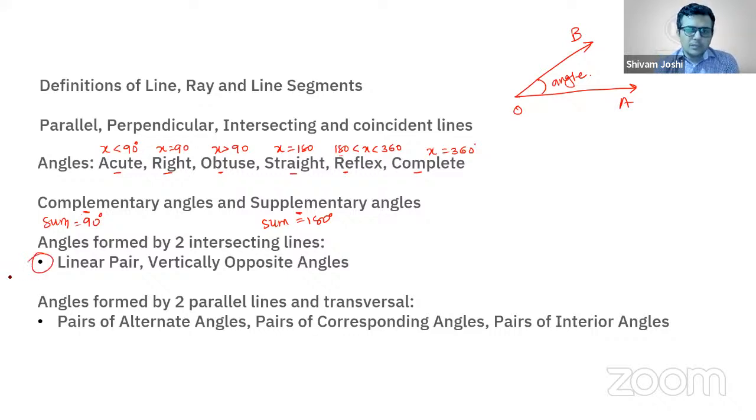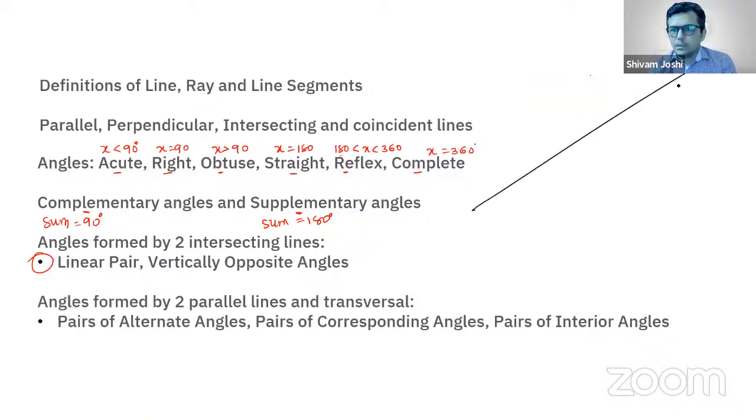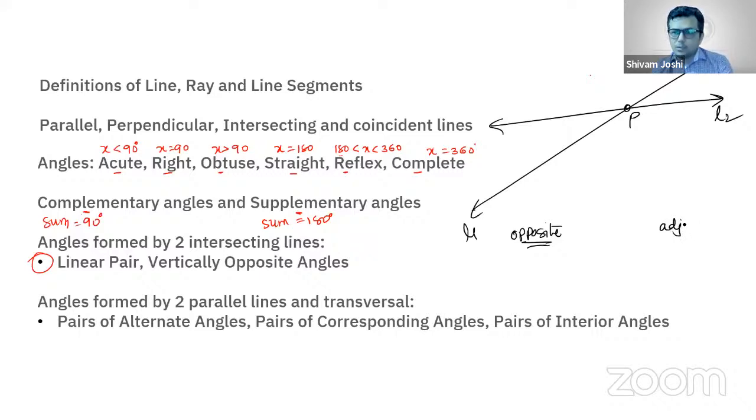Now we'll discuss angles which are formed by the intersection of two lines. Suppose there is L1 here, there is L2 here. These two lines are intersecting at a point P. At the point of intersection, we are looking for two different types of pairs of angles. One is the pair of angles which are placed opposite to each other. And second is the angles which are placed adjacent to each other.